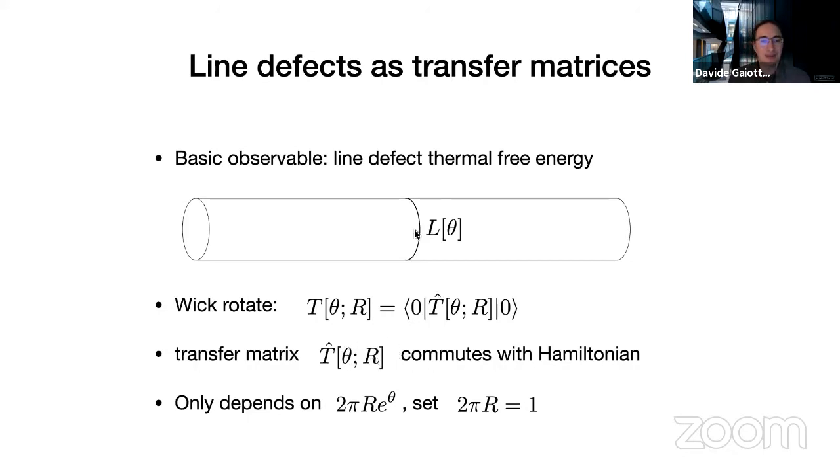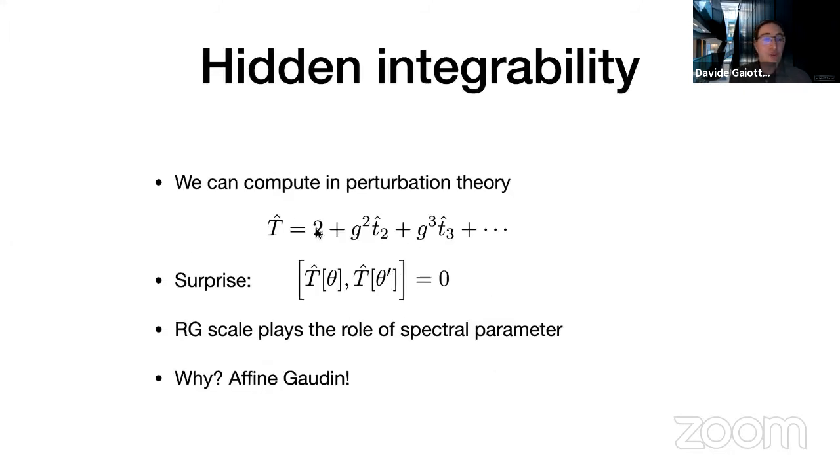And it commutes with the Hamiltonian because you can rigidly translate the defect. And you can compute it in perturbation theory. And when you compute it, you find something that, if you don't know about affine Gaudin, is rather surprising, which is that these transfer matrices commute at different values of the local scale. So you have this family of line defects, which can be rigidly moved. It's parameterized by the scale theta, but surprisingly, the defects for different values of theta commute with each other. And the RG flow scale really plays the role of a spectral parameter.